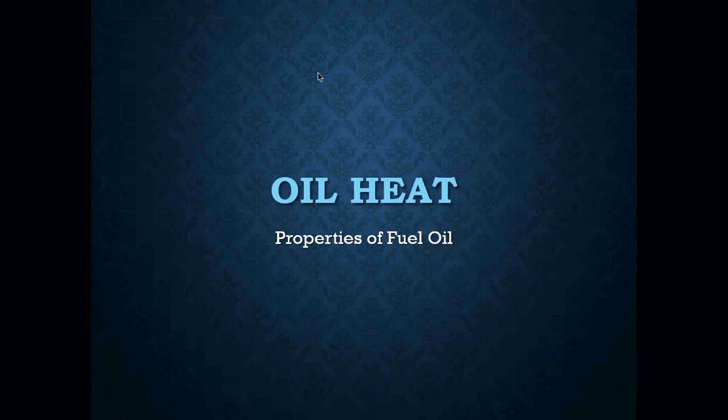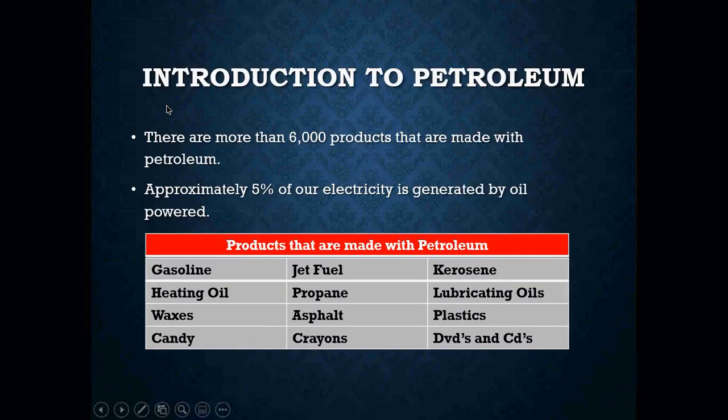So for oil, there's at least 6,000 products that are made up of petroleum. Approximately 5% of our electricity is generated by oil and oil-powered equipment.